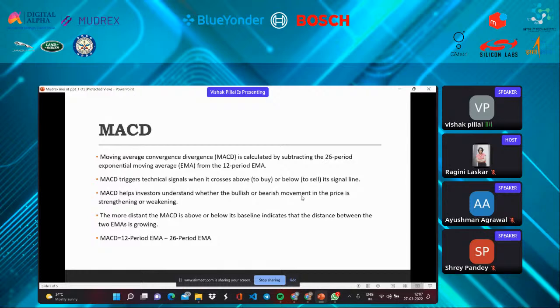Second is the MACD indicator. MACD is a trend following momentum indicator. It shows us the relation between moving averages of the security prices. It is calculated by subtracting the 26 period EMA from the 12 period EMA. And sir, it triggers technical signals when it crosses above or below the signal line. The signal line is our 9 period EMA.